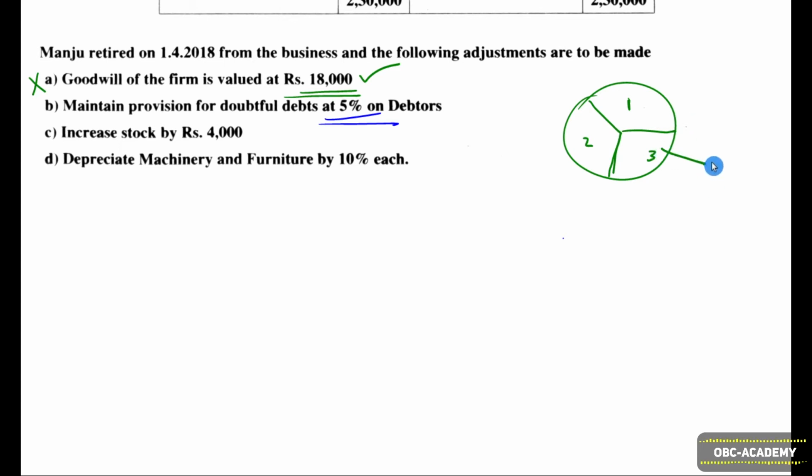If this partner is getting out of this business, there is no exact account which is maintained for the goodwill, right? There is no separate account to maintain goodwill. So this 18,000 should be given from these two persons' accounts.